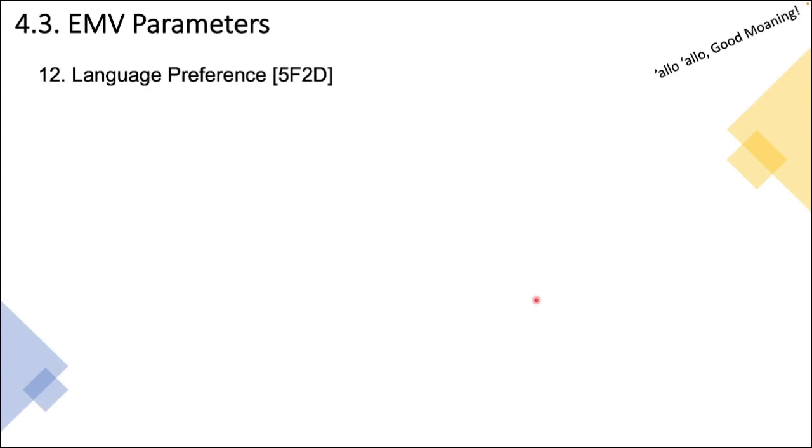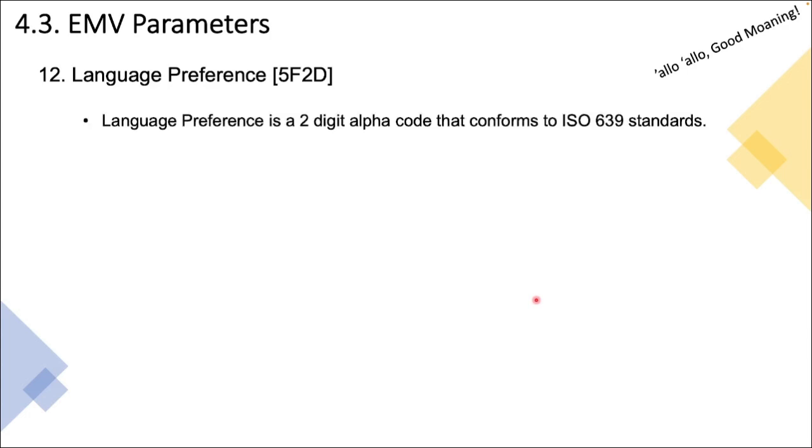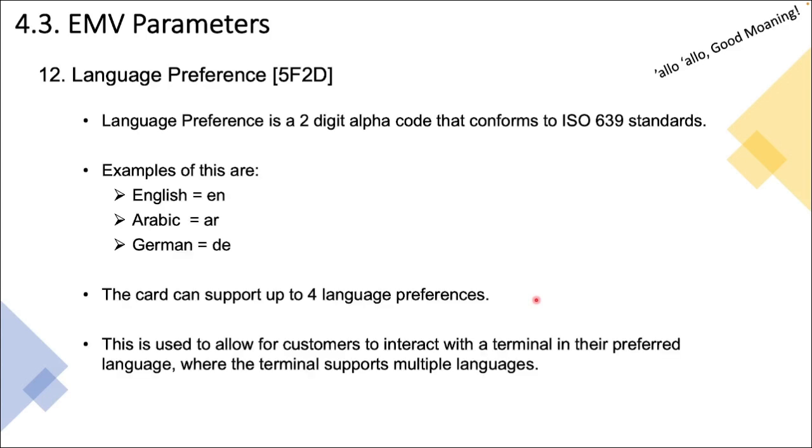Okay, so let's move on now to language preference. Language preference is a 2-character alpha code that conforms to the ISO 639 standards. Examples of this are, for English we'd use EN, for Arabic AR, for German DE, etc. If you're interested in what the other ones are, please have a look at the ISO 639 standard. Generally, a card can support up to 4 language preferences. What this is for is that it allows customers to interact with a terminal in their preferred language, where the terminal supports multiple languages. So if you have a terminal that supports English, French, Arabic, and something else, it allows you as a customer to interact with the terminal in the language of your choice. Obviously this is dependent on the terminal itself being able to support multiple languages.